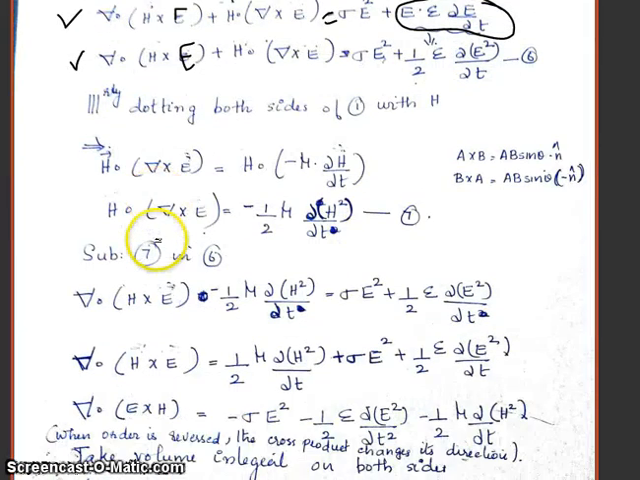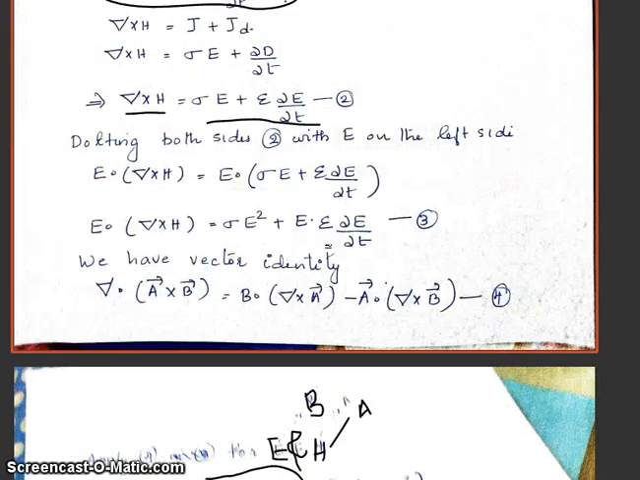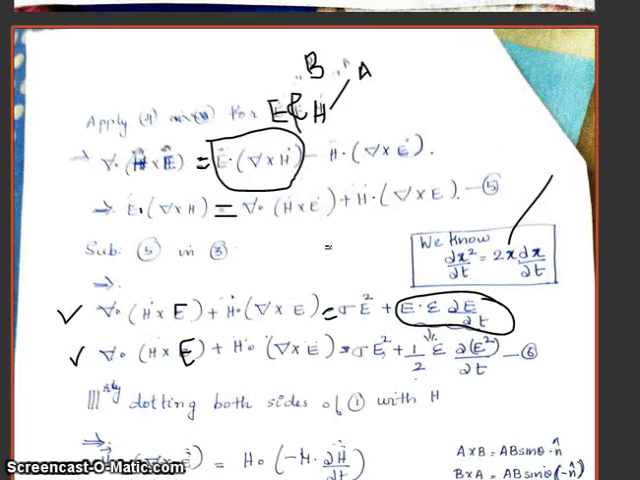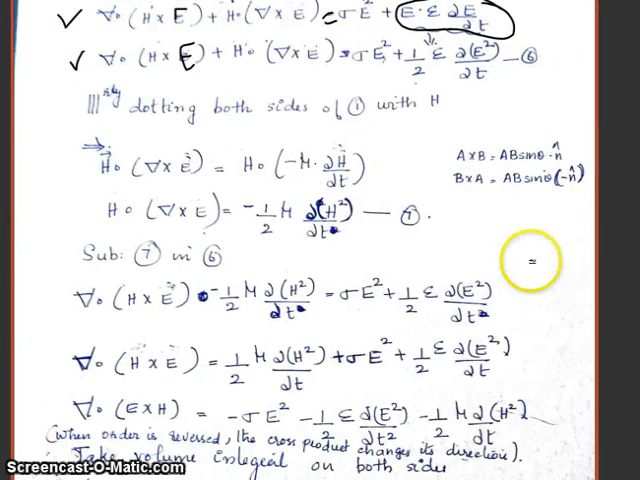So that is written here: H dot del cross E is equal to H dot minus of mu dou H by dou T. So H dot del cross E is equal to minus half mu dou H square by dou T. Here also we are using the same principle, that is dou x square by dou T is equal to 2x dou x by dou T.